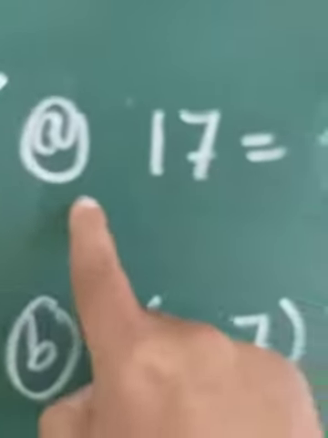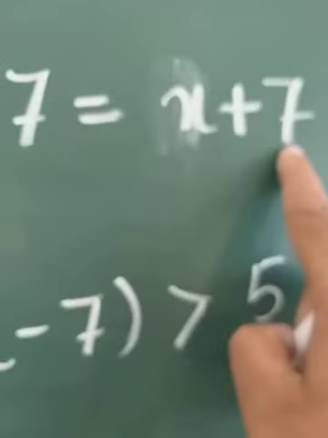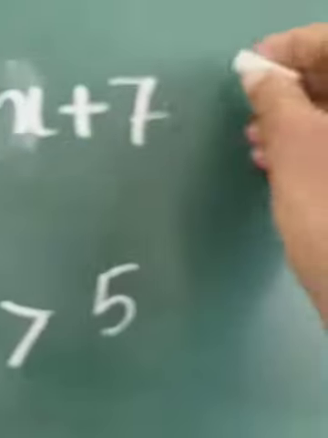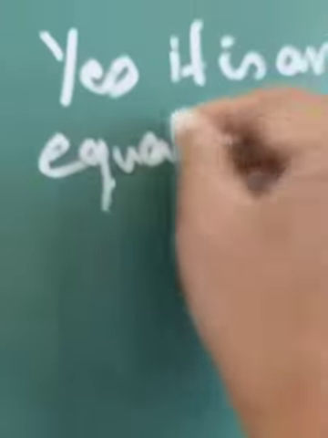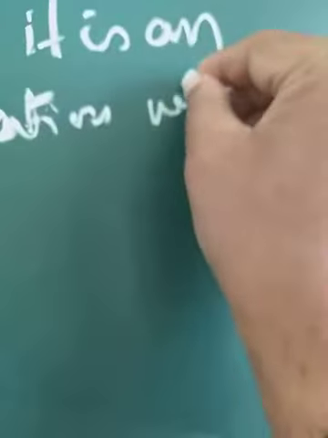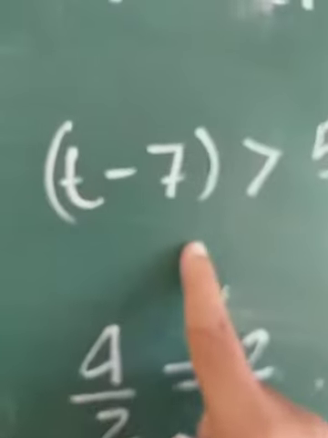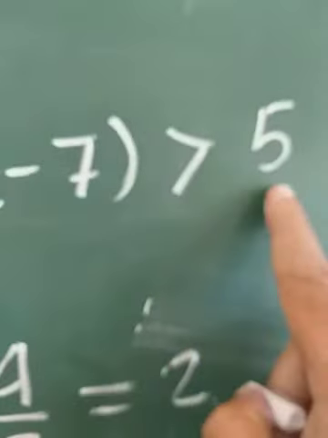Now a, 17 equals x plus 7. So the equals to sign is there. So you will write yes, it is an equation with variable x. Okay, this is how exactly you have to write. Now for the second one, you have to see whether there is an equals to sign. No, there is a greater than sign. So you will write no. Straight away we will write no.